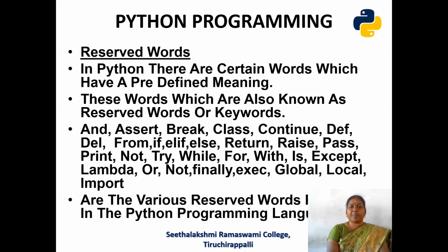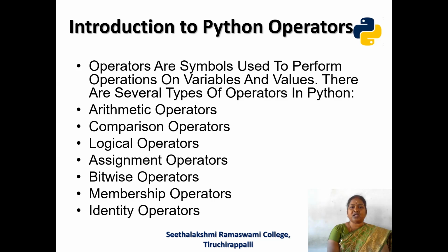Reserved words. In Python, there are certain words which have a predefined meaning. These words, which are also known as reserved words or keywords, are assert, break, class, continue, def, del, from, if, elif, else, return, raise, pass, print, not, try, while, for, with, is, except, lambda, or, finally, exec, global, local, and import. These are the various reserved words present in the Python programming language.